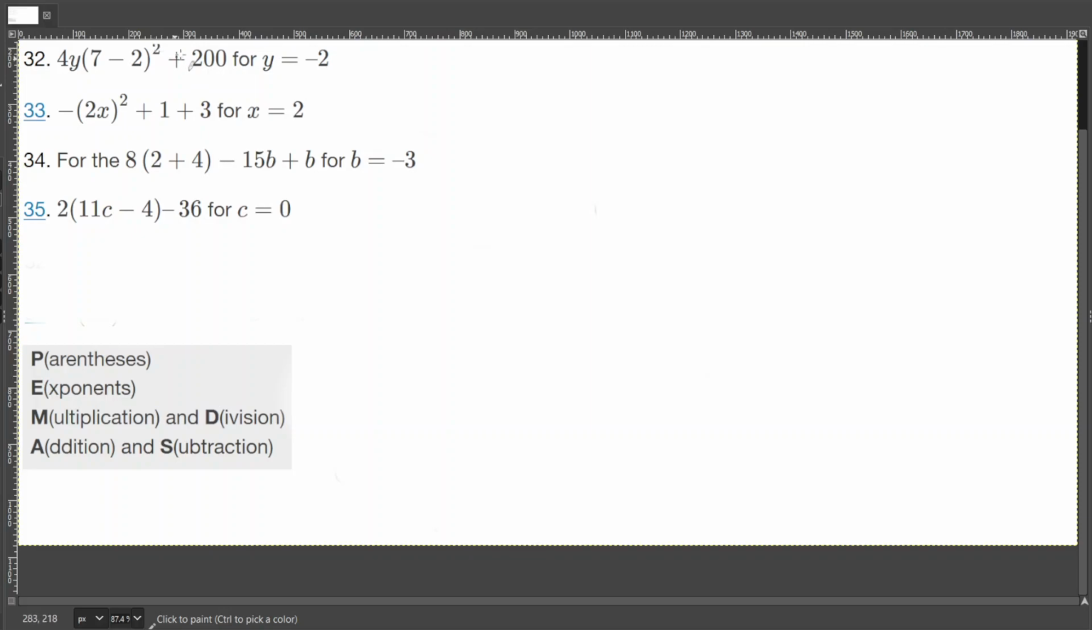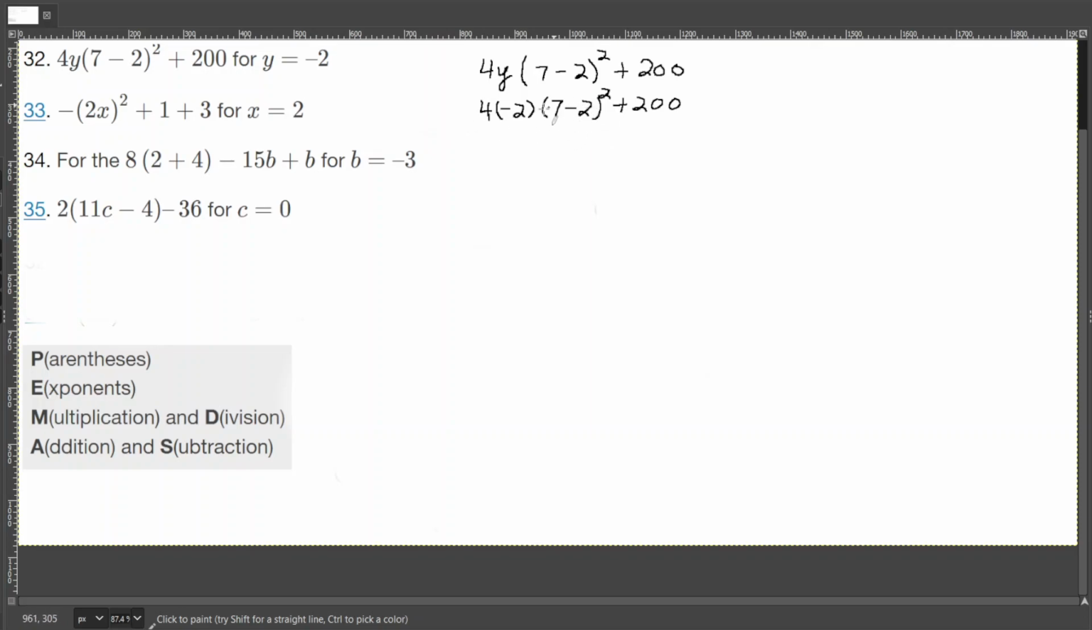I kind of cut off the square, but I hope you guys can see it. So what we have here is 4y times 7 minus 2, everything squared, plus 200. Okay. And that is when y is negative 2. So we're going to go ahead and substitute and evaluate our value when y is equal to negative 2. So all we'll do is substitute for now, and we'll rewrite everything with that value in it.